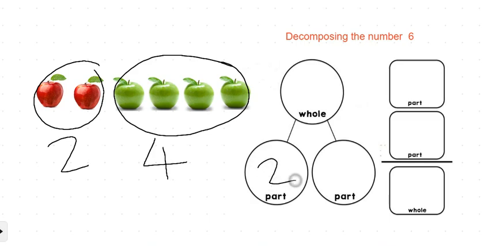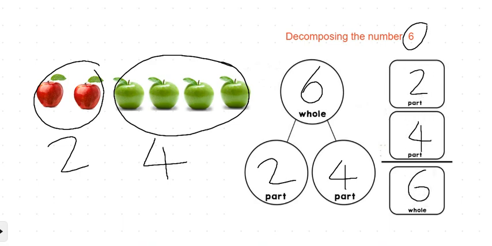Could be 2 and then 4. Still a part, part, whole. It's another way around. It's another way to break it up. 2 and 4. It can work. 2 plus 4 equals 6. Beautiful. Look at you, smarty pants.